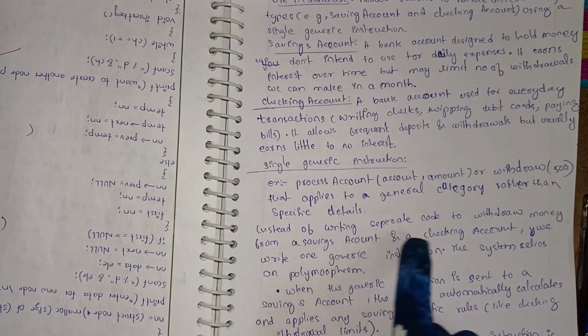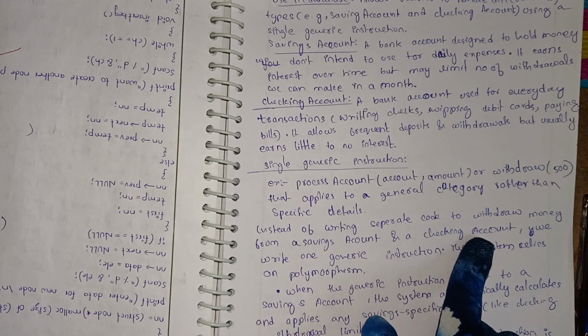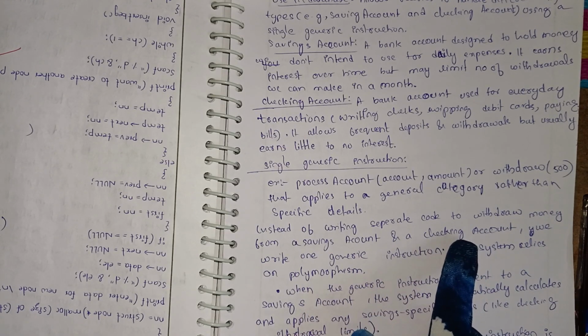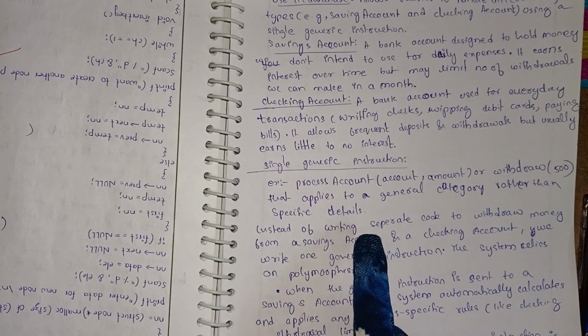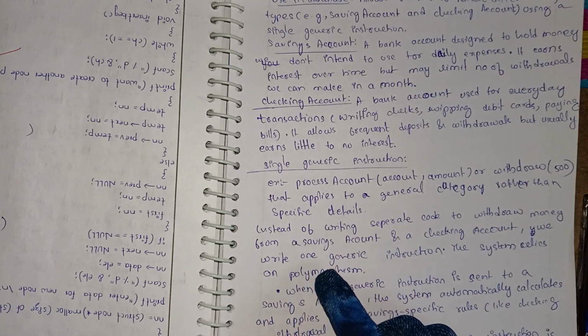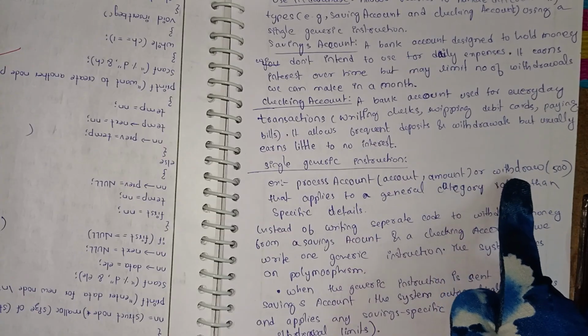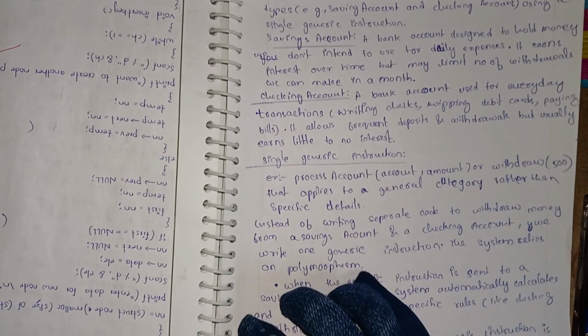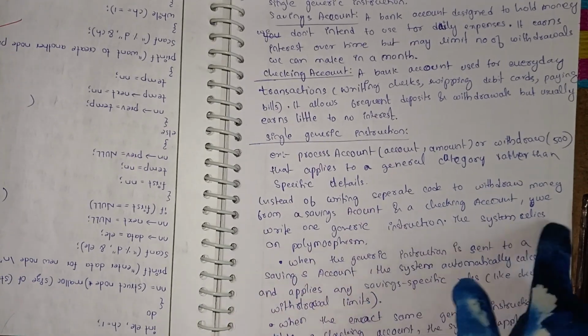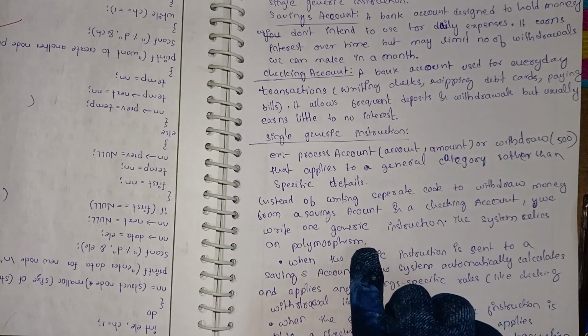Here, saving account and checking account both represent objects. They are using the same method name, that is withdraw. So that's why the system relies on polymorphism.